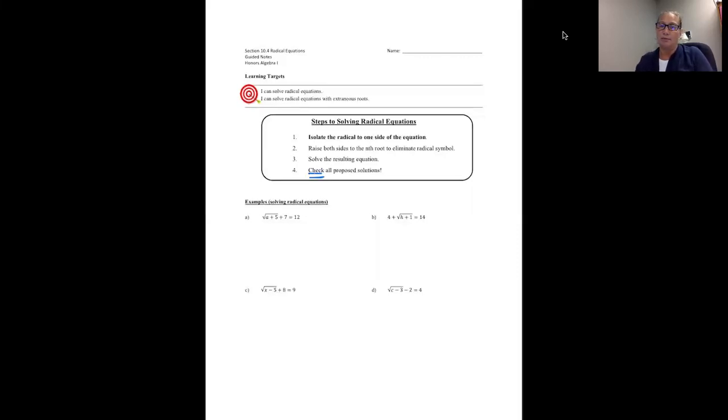I'm going to be checking them on paper. When you go to do these particular problems or when you go to do your independent practice, you may check them in your head or in your calculator. You just have to make sure you check.